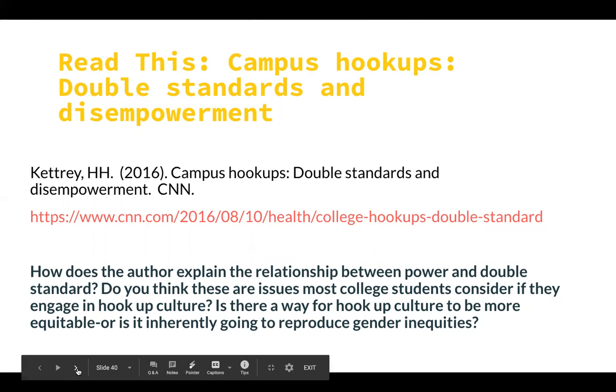And so this author is talking about hookup culture and how, despite young women wanting to feel empowered by these sexual decisions, part of why they sometimes find themselves disempowered and stigmatized in their campus communities is because it is very hard to have an equitable hookup culture in a cultural context where double standards exist. I think this is a really interesting article, so I will be interested in reading your thoughts on the discussion forum.